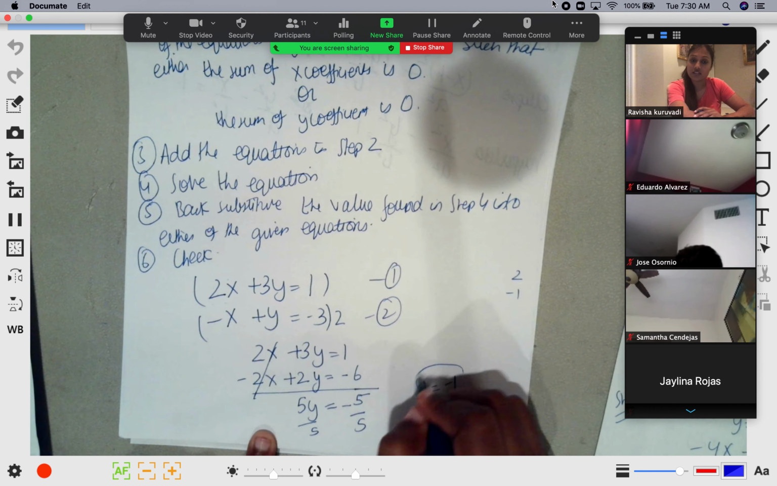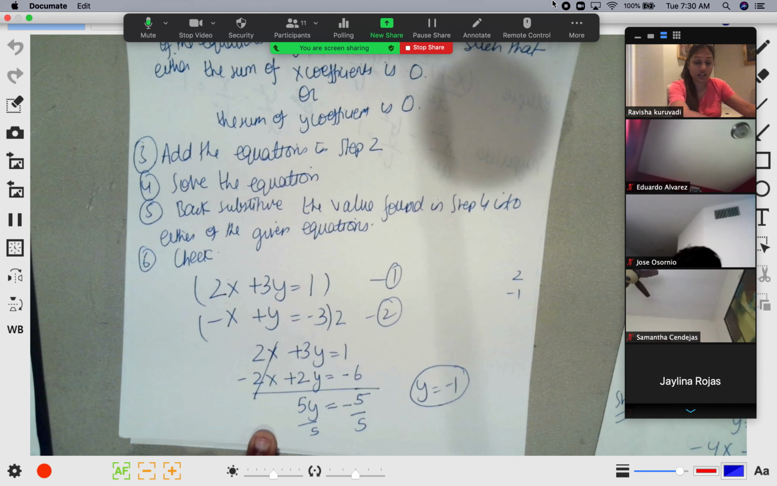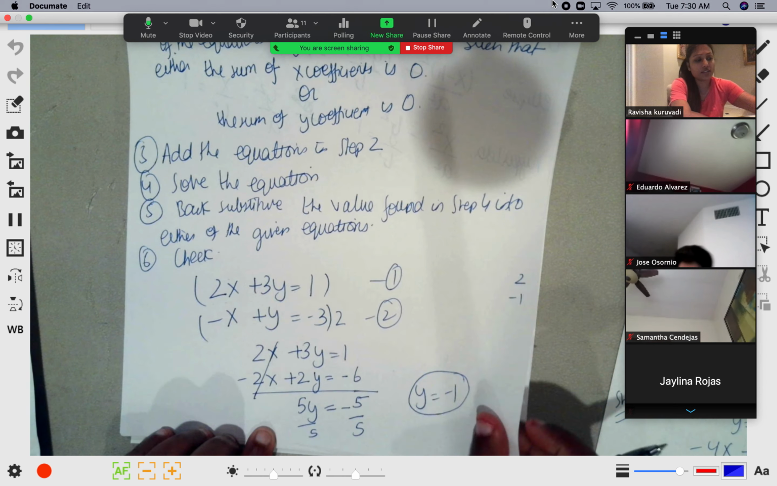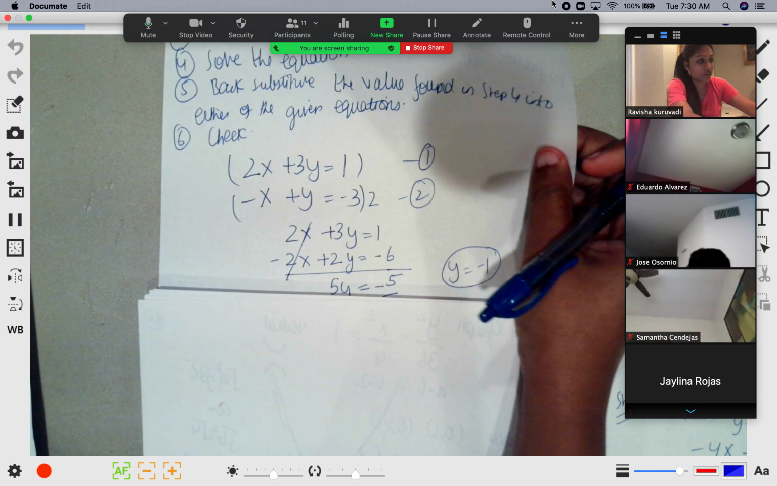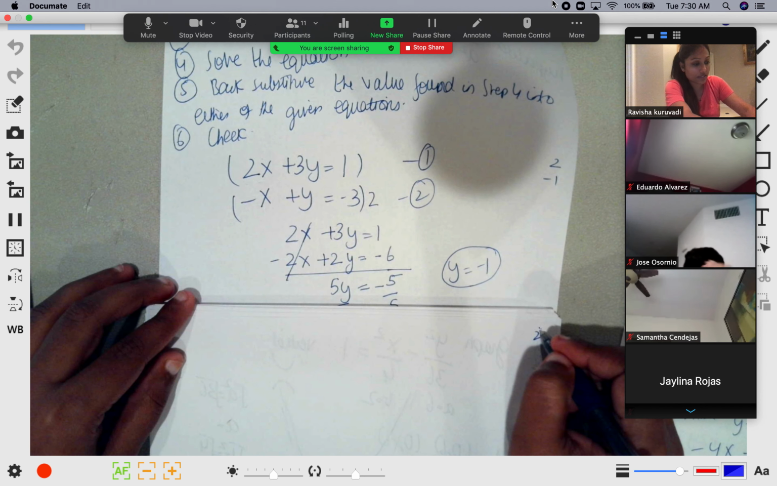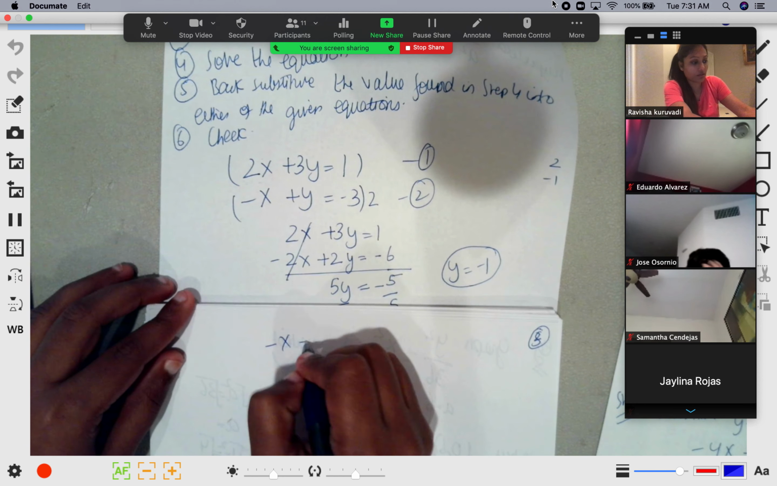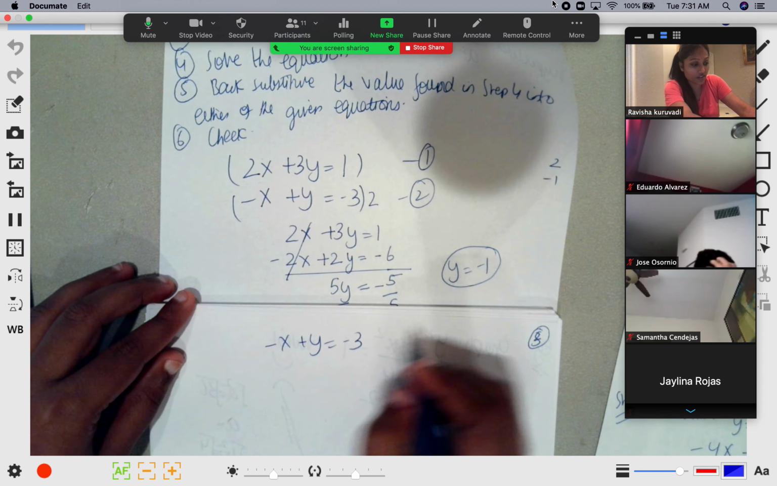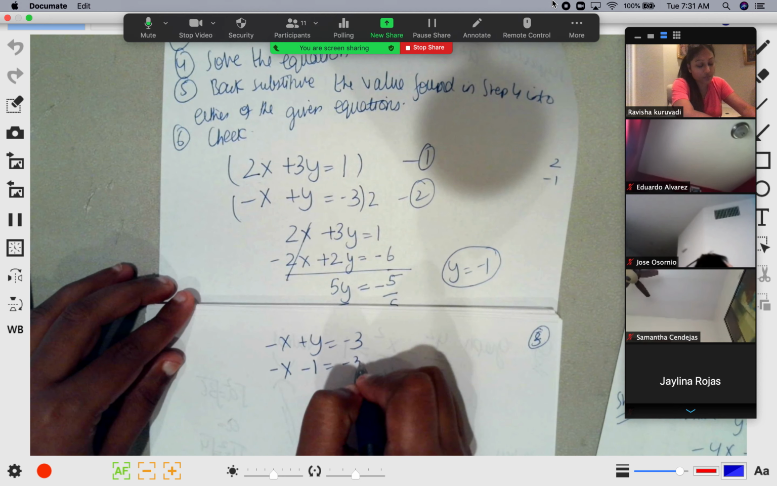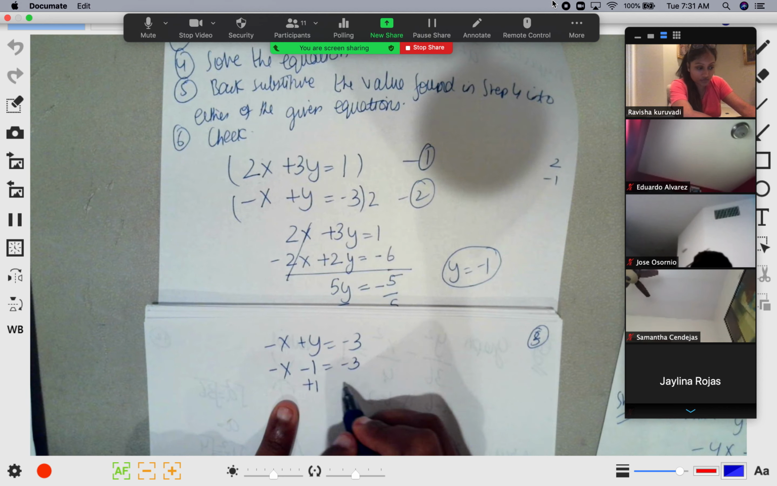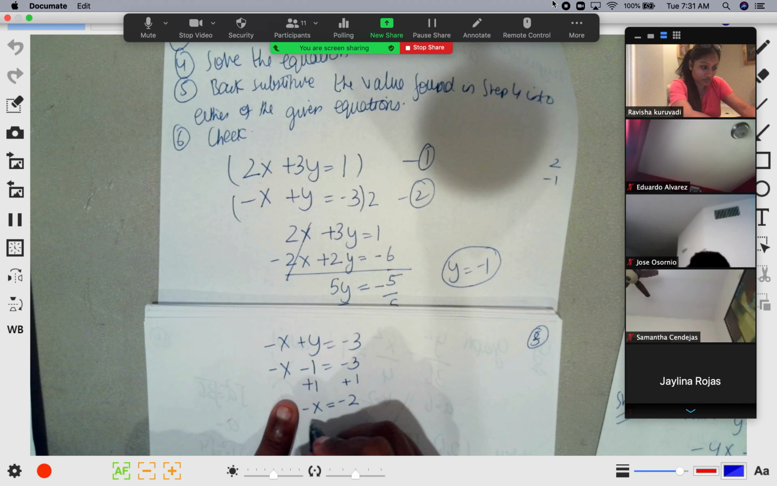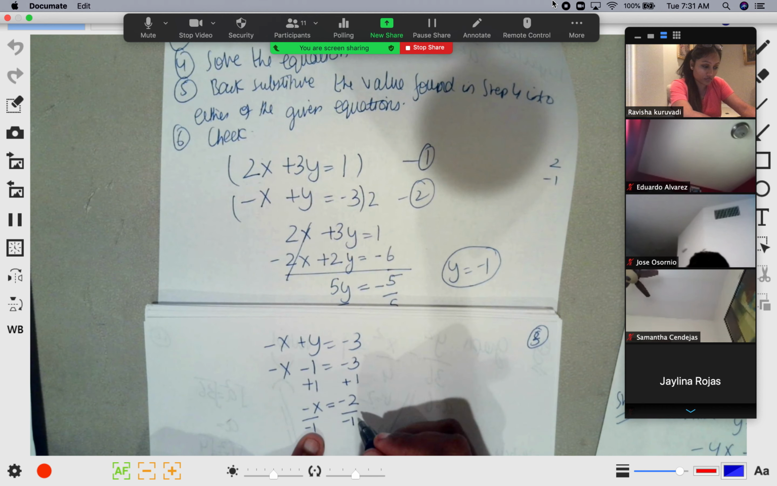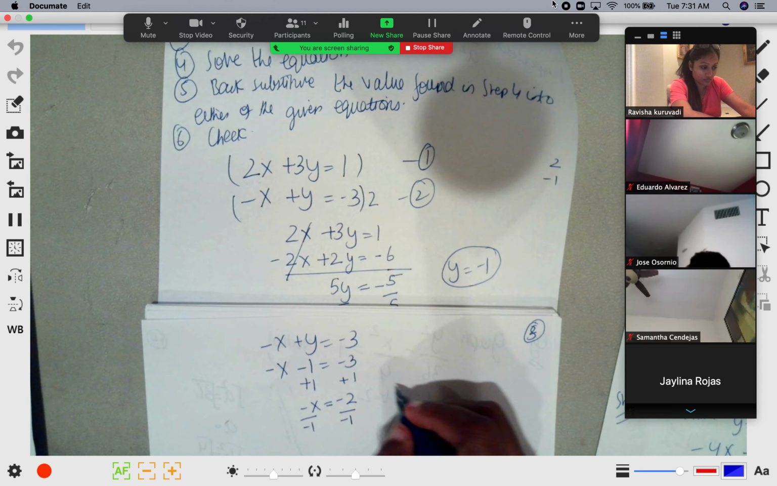Absolutely correct. Once you have the value, you have to back substitute. Which equation do you want to substitute this in? The second. Okay. So you had negative x plus y as negative 3, and you're putting in negative 1, so you get negative x minus 1 equals negative 3. What do you get for the x value, Karen? Negative x equals negative 2, and x equals 2. Correct. So your answer is (2, negative 1), and you can always check.